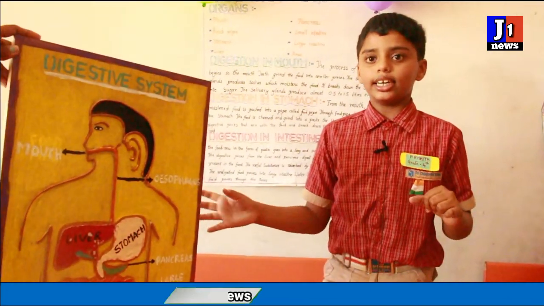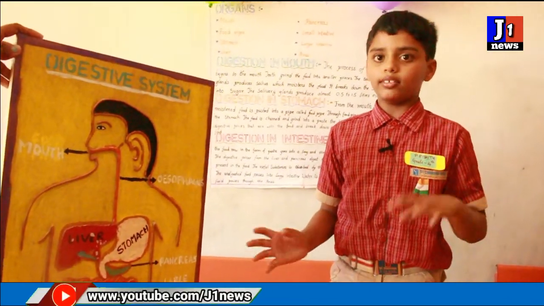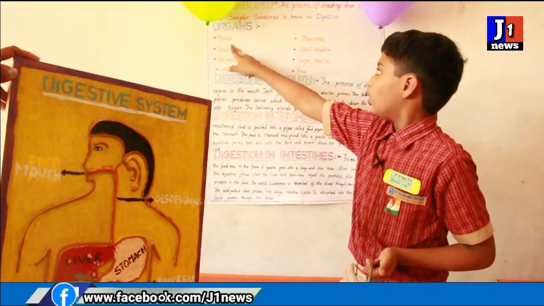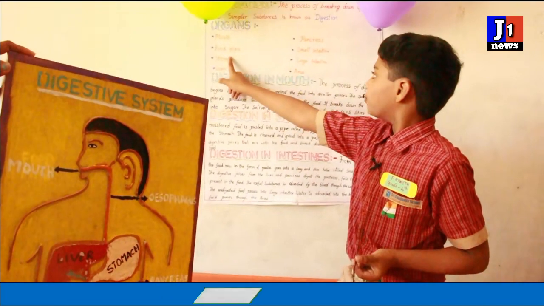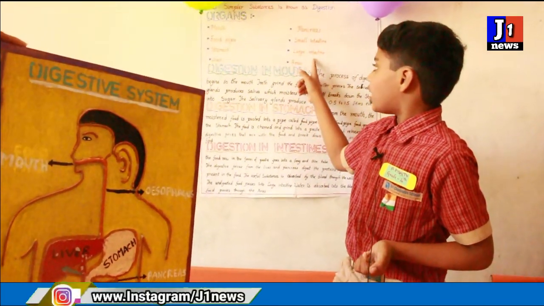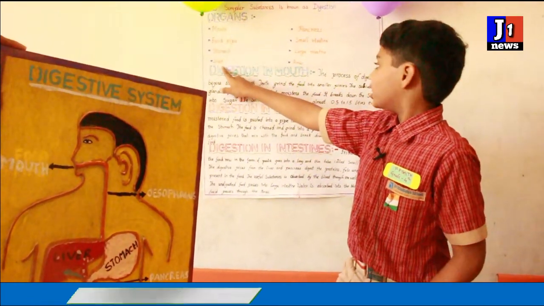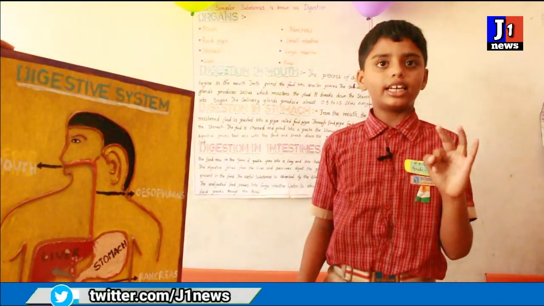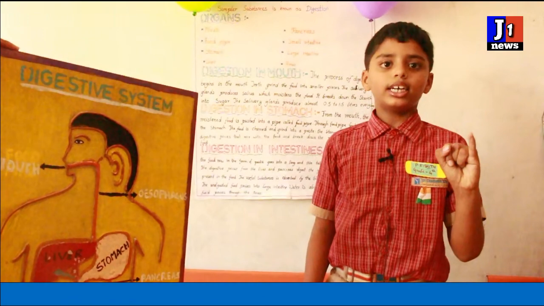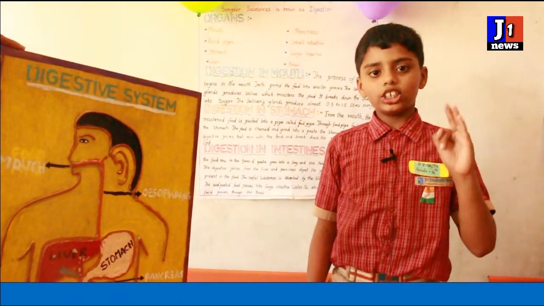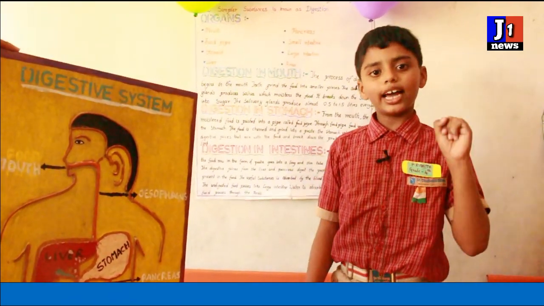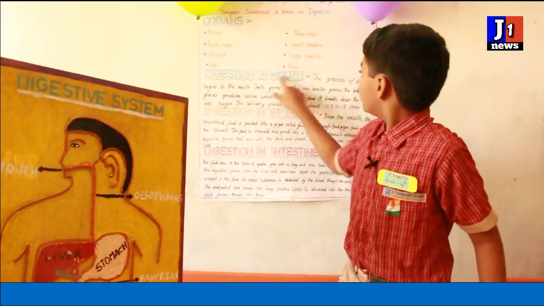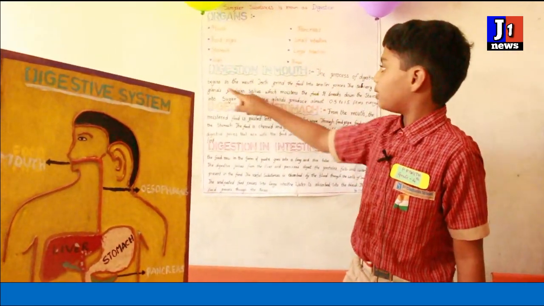It takes about 3 to 4 hours. The organs of the digestive system are mouth, pancreas, food pipe, small intestine, large intestine, stomach, liver, anus. There are 3 types of digestion: digestion in the mouth, digestion in the stomach, digestion in the intestines. First one, digestion in the mouth. The process of digestion begins in the mouth.